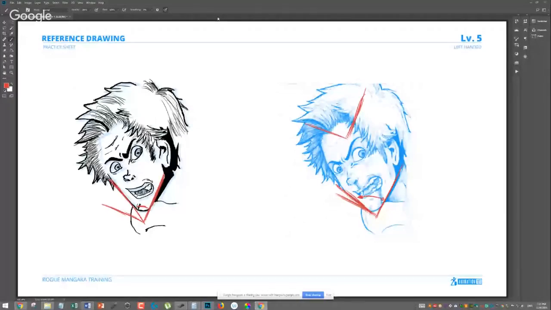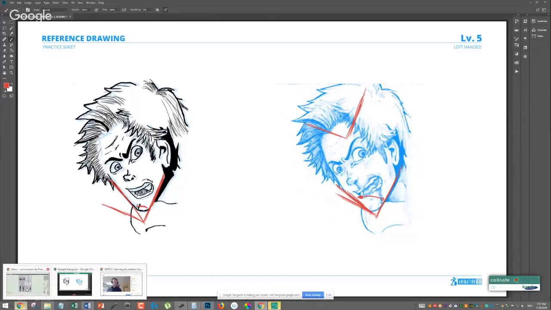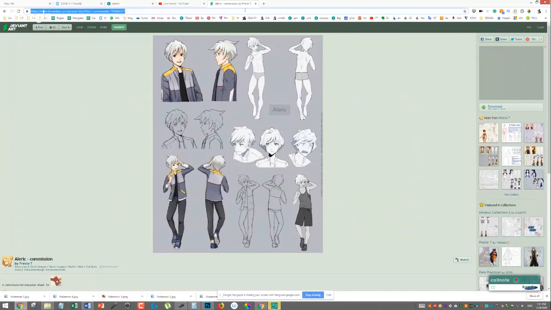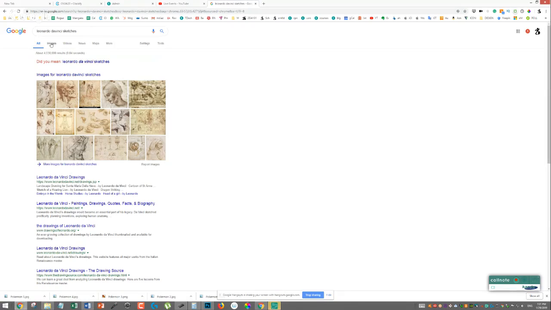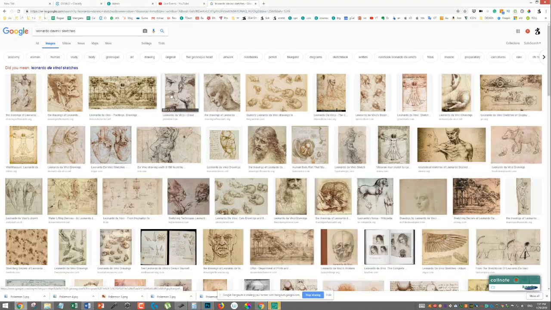That's it. So I hope I'm making sense. This is how you analyze your drawings, because analyzing is something that Leonardo da Vinci did a lot. If you take a look at his annotations, I'm pretty sure I'm gonna be able to find some on YouTube. In his biography, they show a lot, but I'm pretty sure I can find some here. Let's see, Leonardo da Vinci sketches. Should be able to. Yeah, look at all the annotations he did.